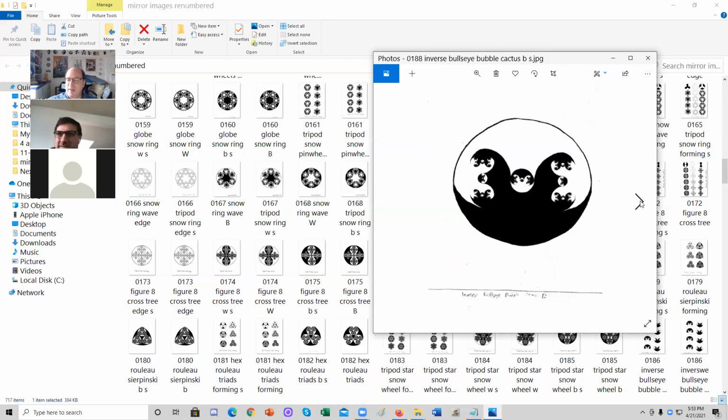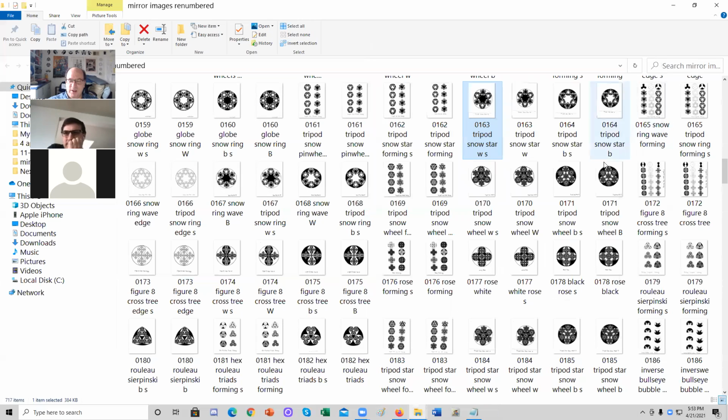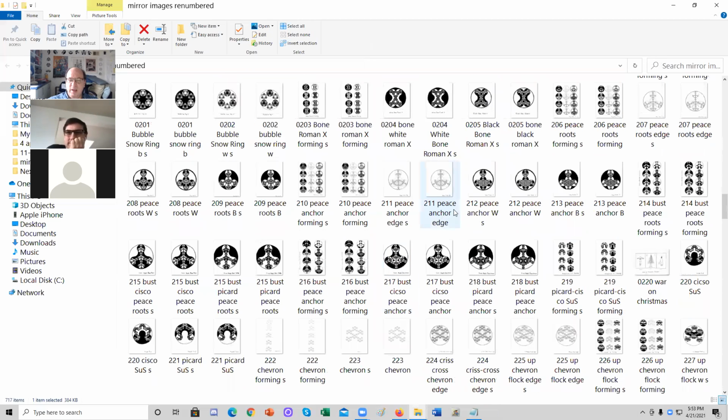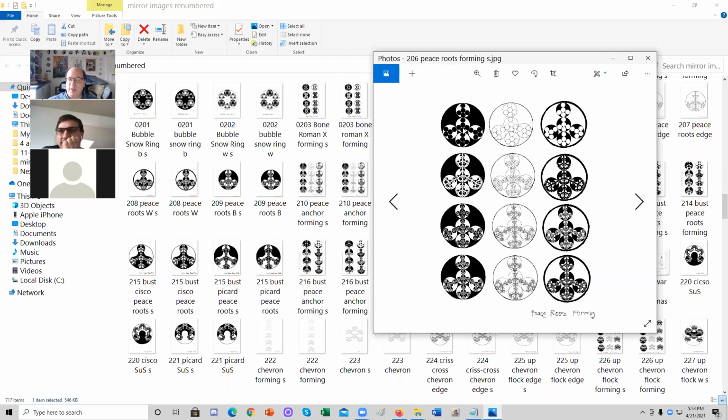That's cool. Oops. First cactus. Some I don't like as much. The dithers I don't like as much. But here's some fun ones. Peace roots. Starts with its peace symbol.